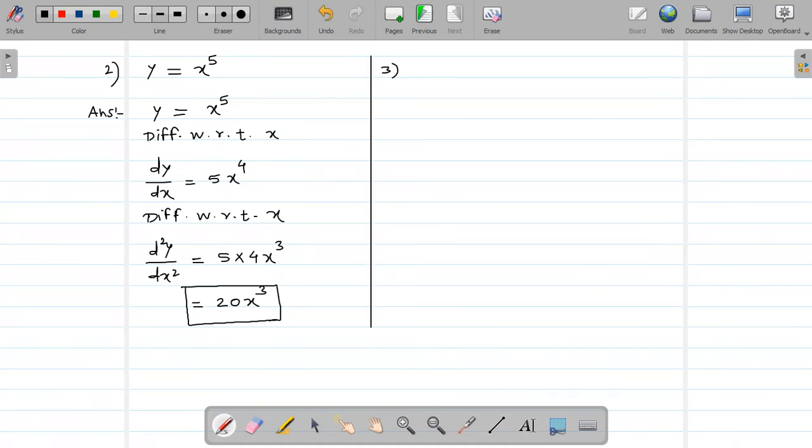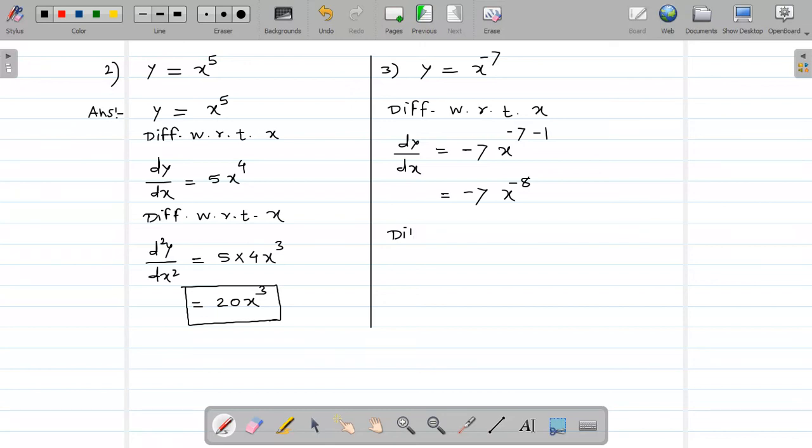Now we will complete a next question also, that is given that y is equal to x raised to minus 7. Now differentiate this again with respect to x. So now dy by dx is equal to, by that rule, derivative of x raised to n is n into x raised to n minus 1. By that we get minus 7 into x raised to minus 7 minus 1, that is minus 7 into x raised to minus 8. This is dy by dx.